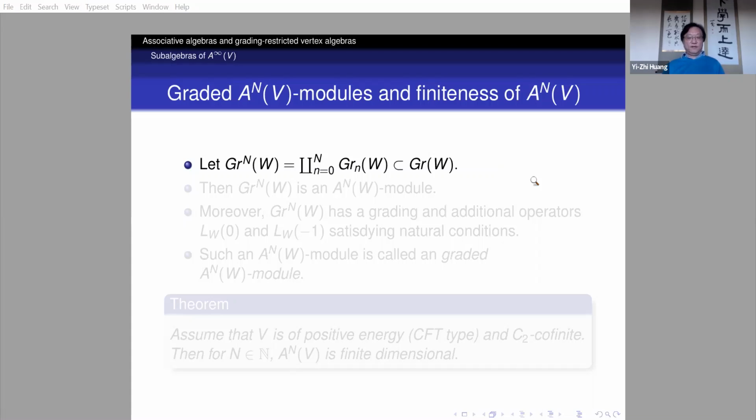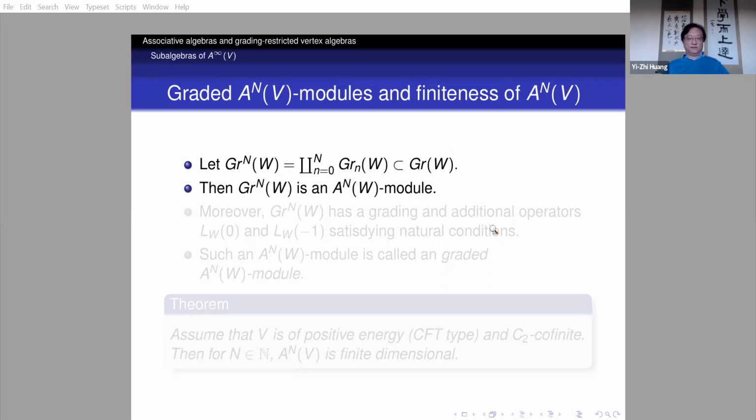Here I forgot to write that W is a lower bounded generalized module, and then we can let Gr_N(W) be just the direct sum from 0 to N. The associated graded space is supposed to be the sum from 0 to infinity, but now we only take up to this capital N. So this is a subspace of the associated graded.